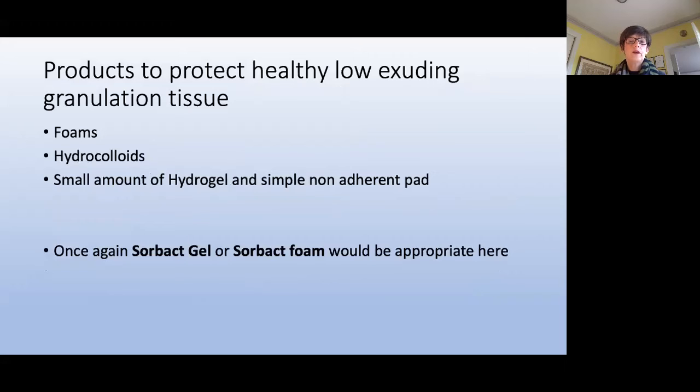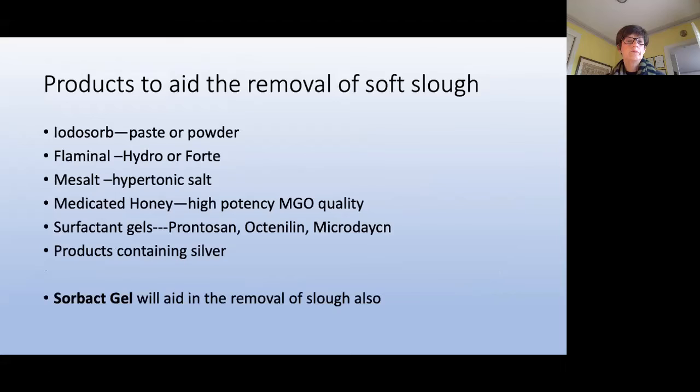For low exuding wounds, low exuding granulation tissue rather, you can use a foam, a hydrocolloid, or a small amount of hydrogel on a simple non-adherent pad. But once again, the Sorbact gel or the Sorbact foam would be appropriate here to protect low exuding granulating tissue. To remove slough, you have a range of products, and there are many that we try. You've all got Iodosorb, I know. You've got Flaminal, Mesalt. Some family members or the resident themselves request medicated honey. There are surfactant gels and there are silver-containing dressings. Here, your Sorbact gel will again aid in the removal of slough.